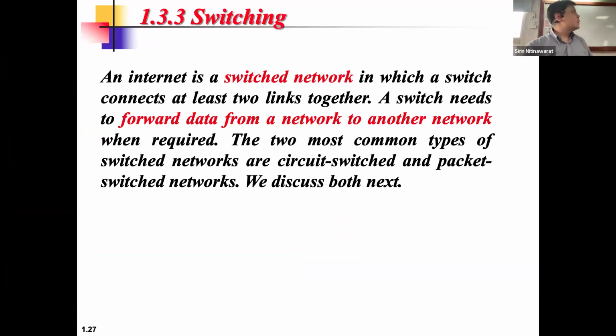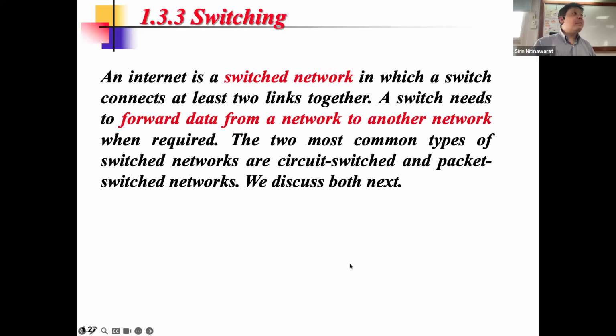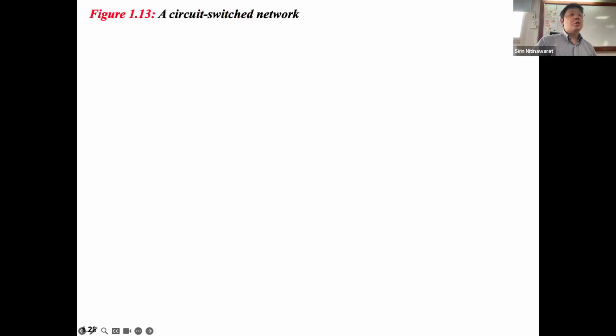Before we get to the new deck, after class, last time it seems many of you came to ask me about switching, so maybe I just want to revise and go over it again. There are two major switching mechanisms for WAN networks. One is circuit switching, the other one is packet switching.